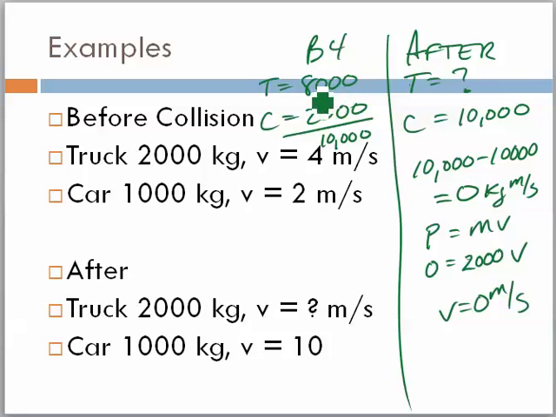Okay, before the collision, the truck had a momentum of 8,000 kilogram meters per second. The car had 2,000 kilogram meters per second again, for a total of 10,000 kilogram meters per second. The truck afterwards, well, that's what we're going to find out. The car had 10,000 kilogram meters per second. If we subtract that from the original total before the collision, that tells us that there's 0 left for the truck to have. So I can put 0 in for the momentum of the truck, and as you start to find out very quickly, the velocity of the truck is 0 meters per second. It has stopped. It's not moving at all.